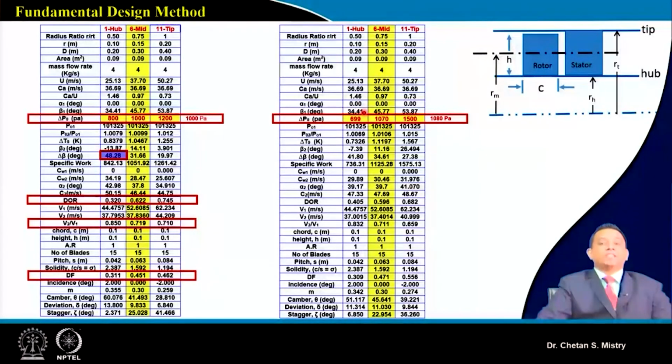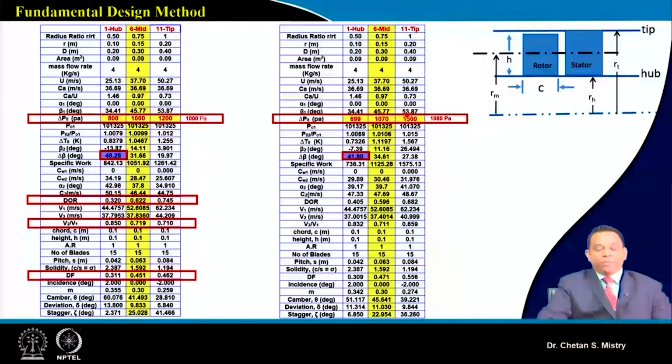we have delta P0 as 699. At the mid station also we have changed it. That's the flexibility, that's what I was telling you. In this case you play with this number and just check what all changes. So here at the mid station we have considered 1070, and at the tip we have considered 1500 Pascal.